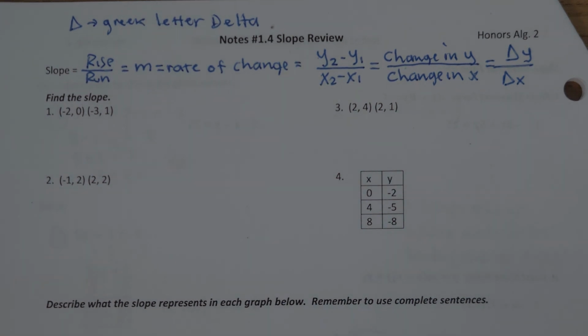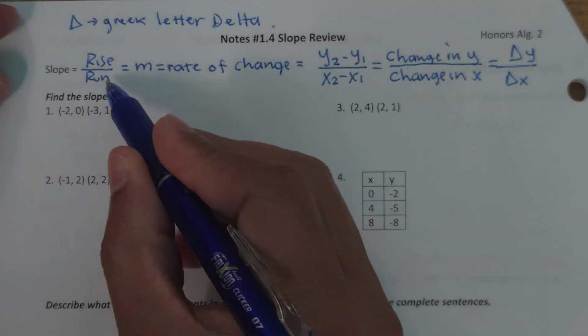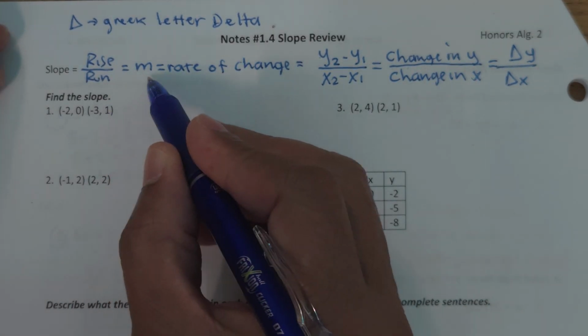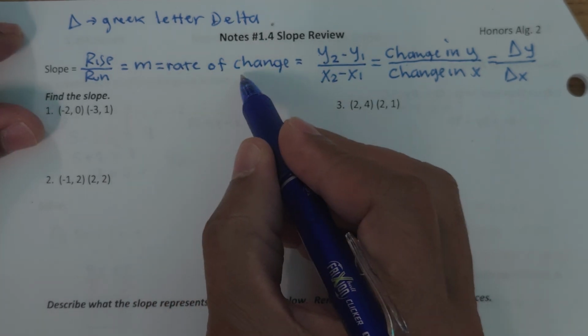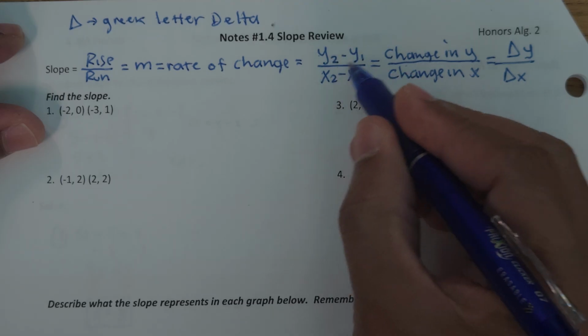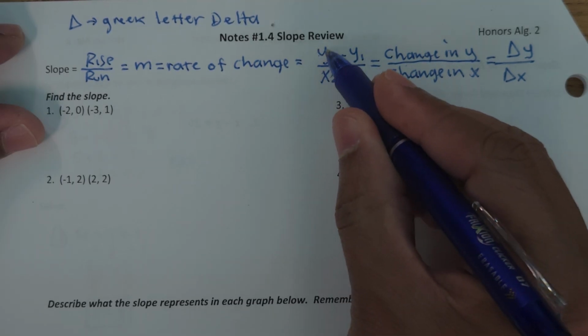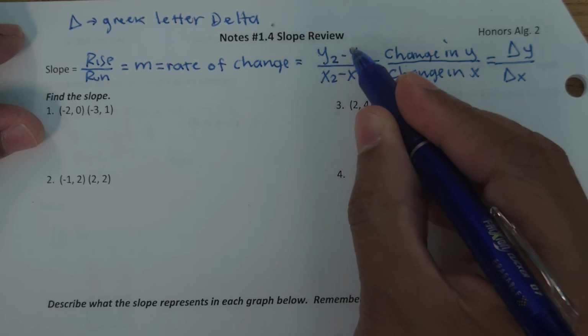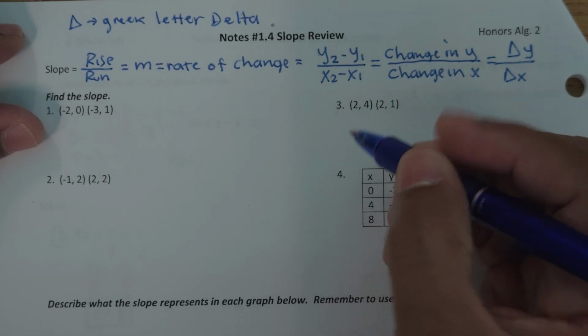Hi everyone, in this video lesson we're going to review slope as you saw it in Algebra 1 and Geometry. Slope is equal to rise over run, which you've seen as m, that's the slope, which is also the rate of change, which means we use this formula for the slope formula. This is the slope formula, which means you take the y2 value and subtract the y1 value from it over the x2 value minus the x1 value.